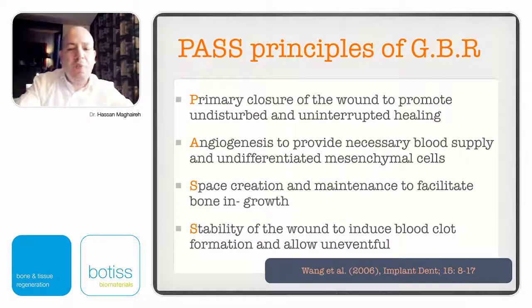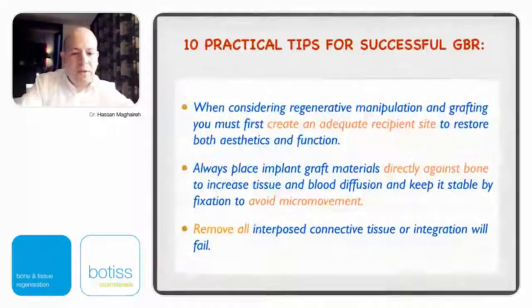In fact, GBR principles were recommended really as early as in the last century. But Wang et al. in 2006 suggested the PASS principle. Primary closure, that's important. You need to make sure there's going to be the ability to get new blood supply and angiogenesis, space creation to maintain and facilitate bone ingrowth, and stability of the wound to induce blood clot formation to allow uneventful GBR.